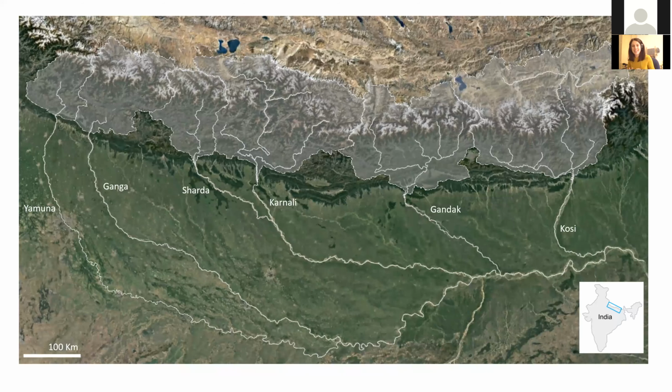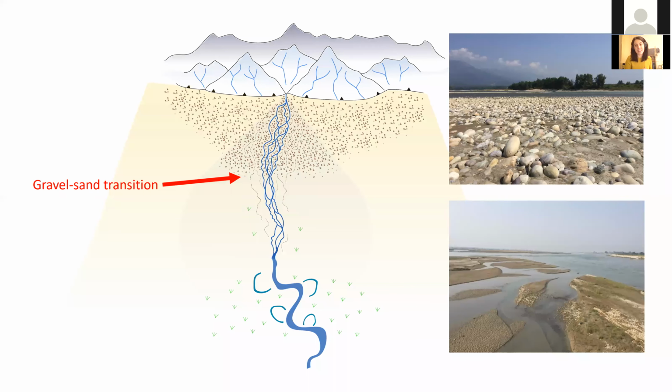So when all this gravel and sand does reach the plains, we do see some very interesting sediment sorting patterns and geomorphic features, which I'm now going to talk a little bit about. One feature which I'm quite keen to talk about is the gravel to sand transition. This is a geomorphic feature which is globally recognised.